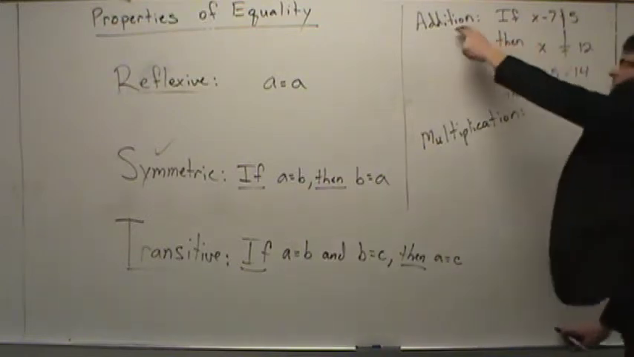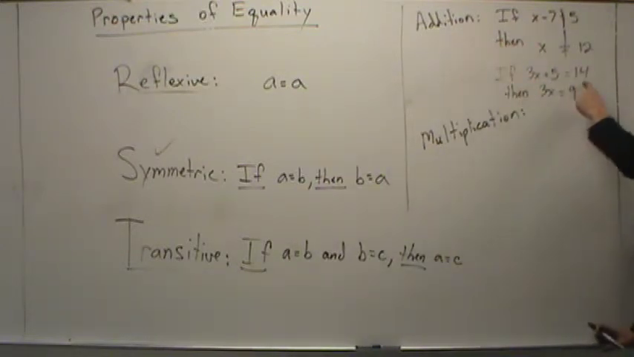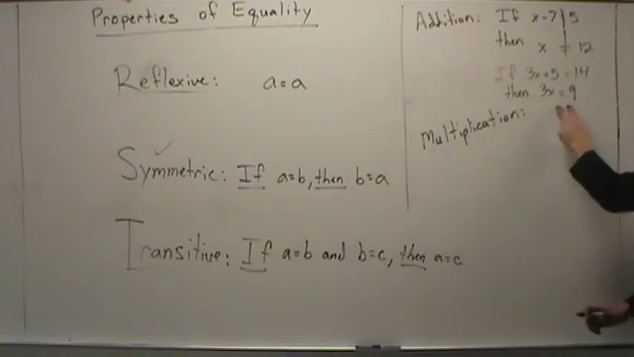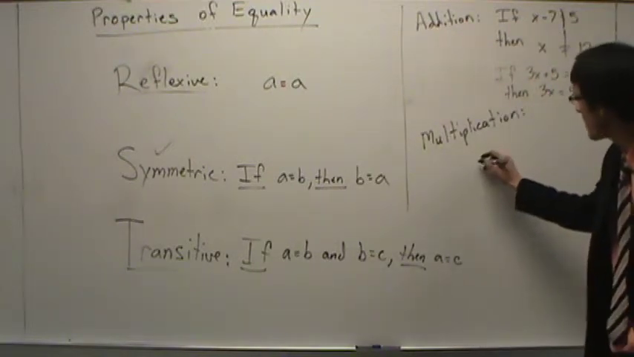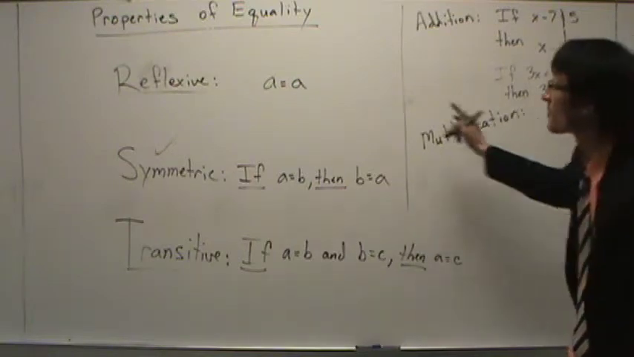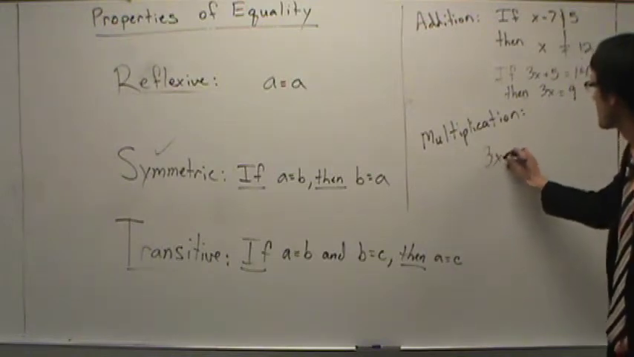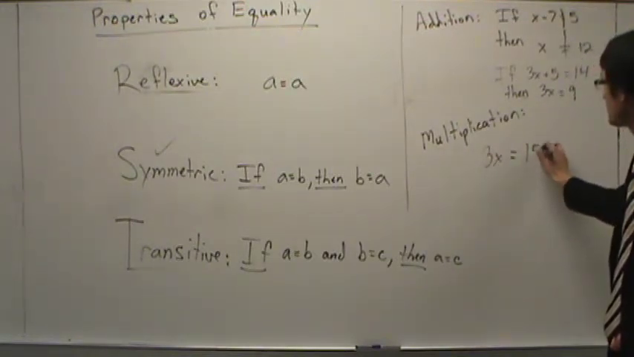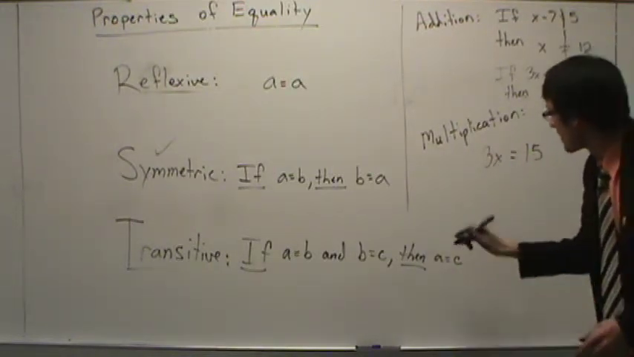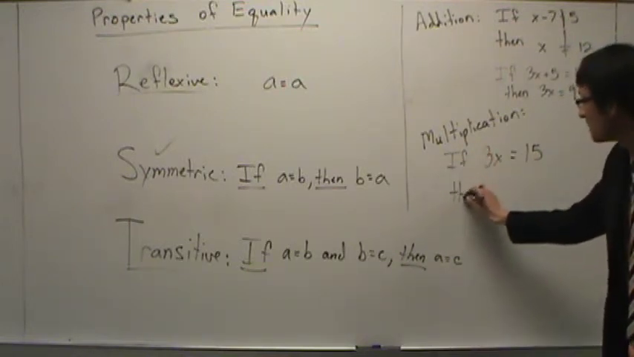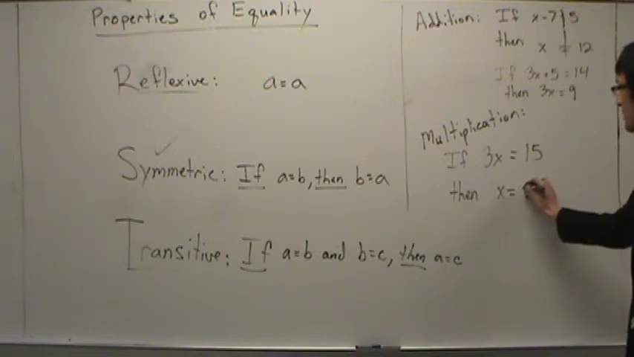I said the subtraction is the same as addition. So if you see 5 was subtracted, 5 was subtracted, we call this what? We call this the addition property of equality. Okay, next, multiplication. Multiplication property of equality. We say here, 3x is equal to 15. Okay, if 3x is equal to 15, then what? Then x equals 5.